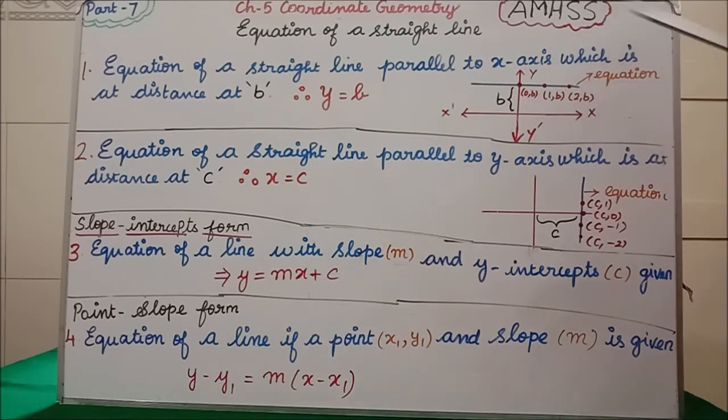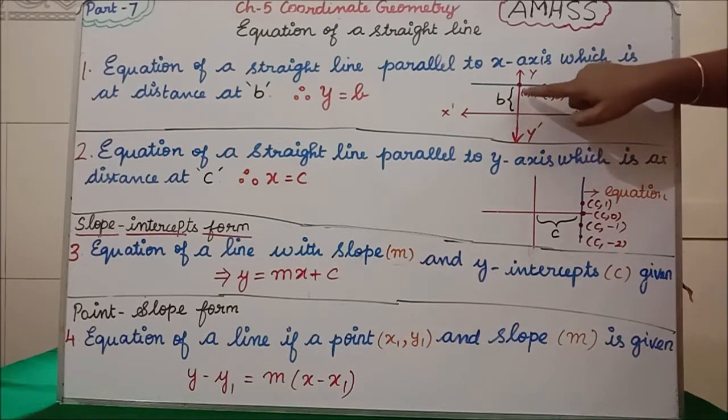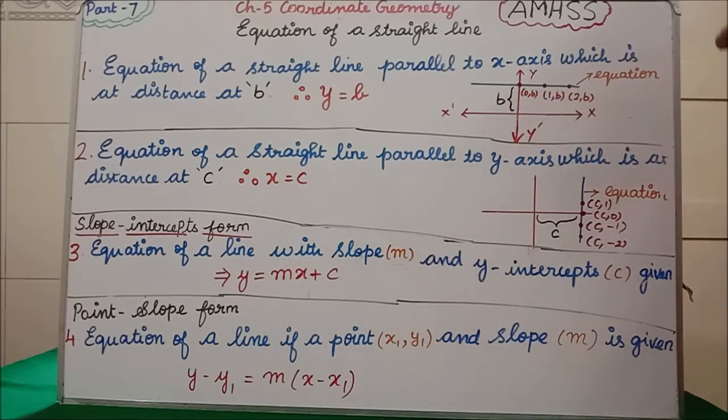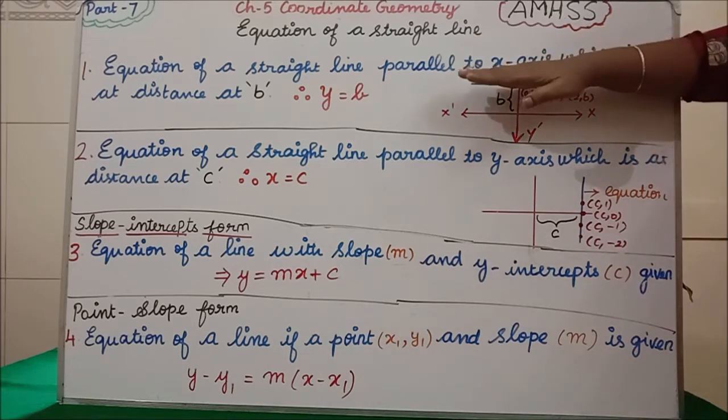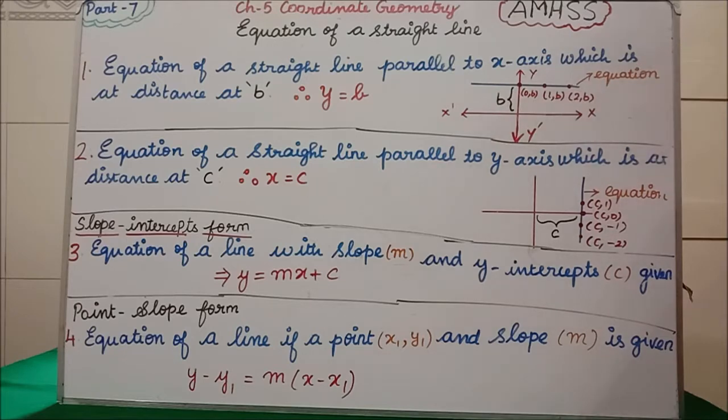They are saying distance b. That distance will be what? From the origin to this point, the distance will be b. So everywhere this point is (0, b), (1, b), (2, b), like this it goes on, isn't it? So when a line is parallel to the x-axis, we can say y is equal to b. Clear?